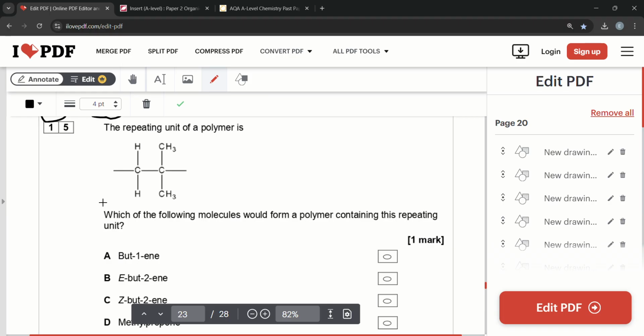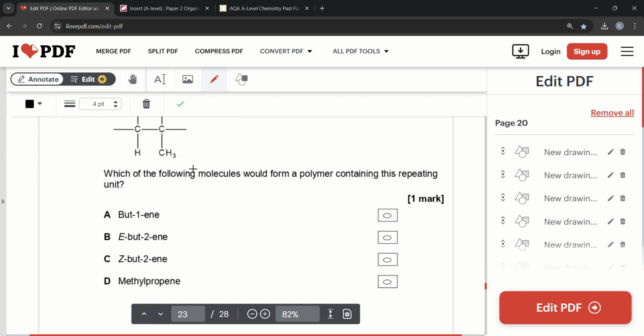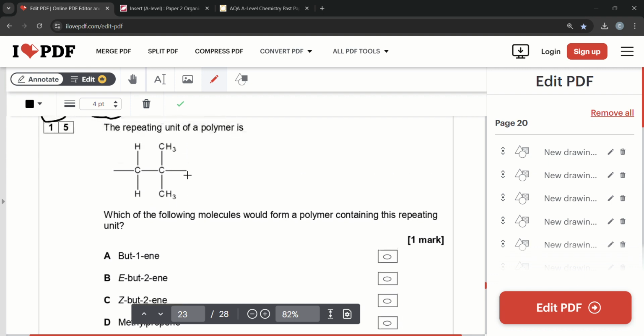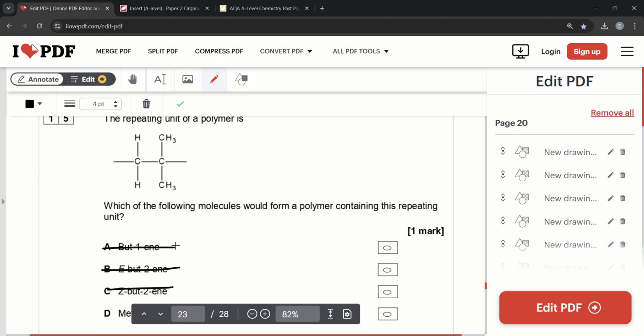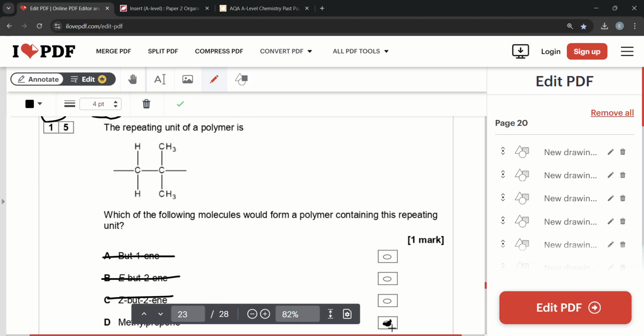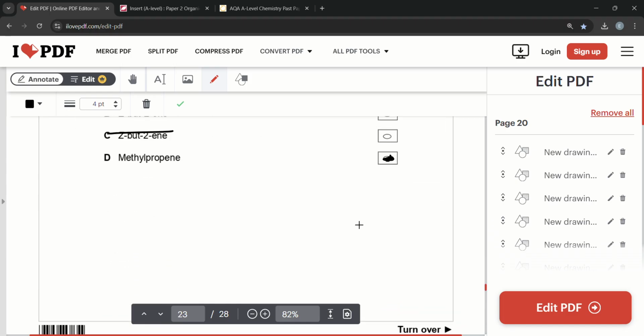Question 15, the repeating unit of a polymer is that. Which of the following molecules will form a polymer containing this repeating unit? They're all alkenes, aren't they? So methane, well, what's the longest carbon chain? 1, 2, 3. Methane, ethane, propene. So it can't be any of these then. Butene is, and it's obviously got a methyl group, so it's methyl propene.